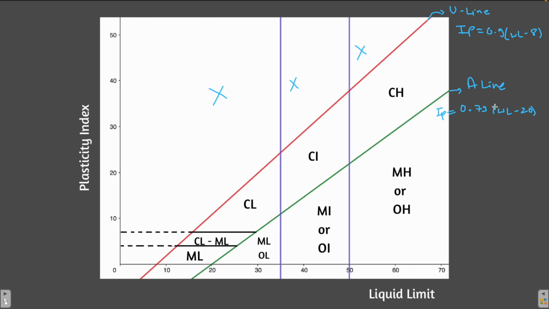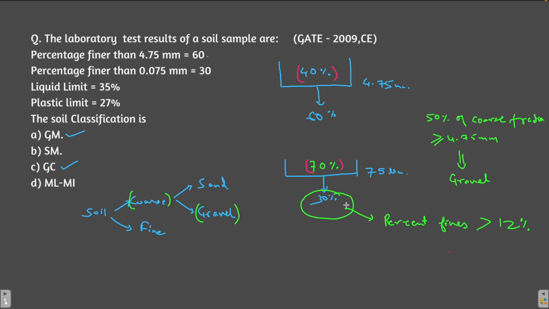Now our task is, with the A line, we have to identify whether the percentage of fines is silt or clay. It can either be silt or it can be clay. Right? So how will we do that? For that, the liquid limit and plastic limit are given to you. So from here, can we find the IP, that is the plasticity index of the soil? Definitely we can.